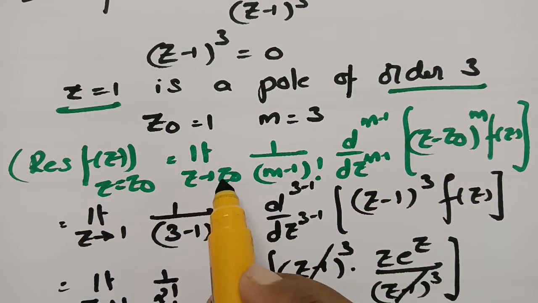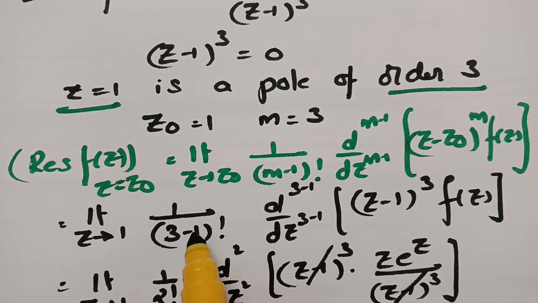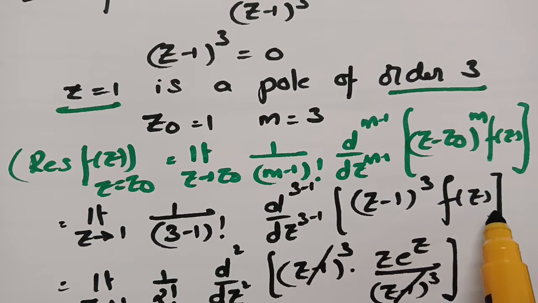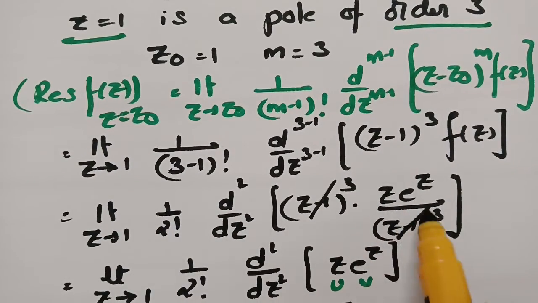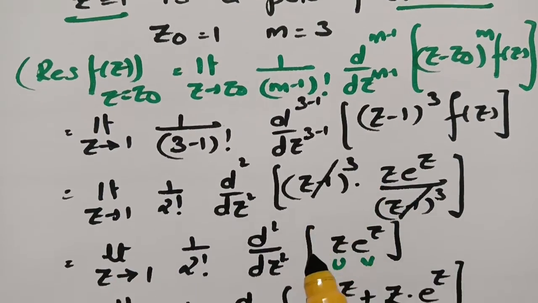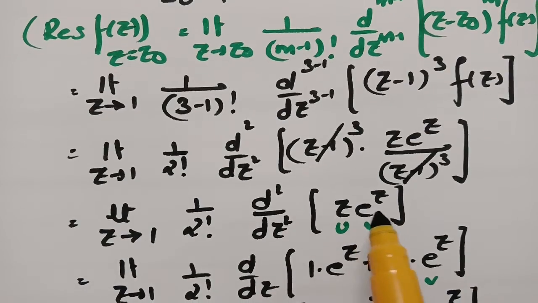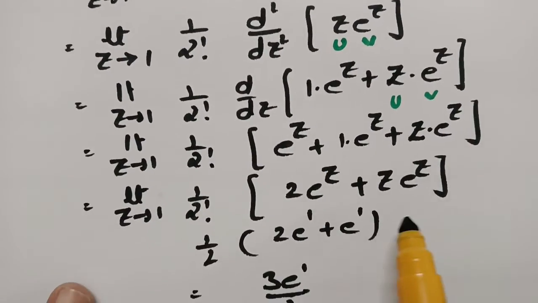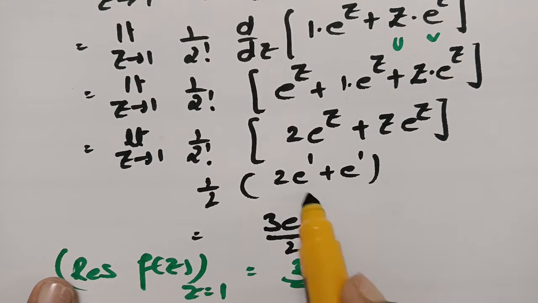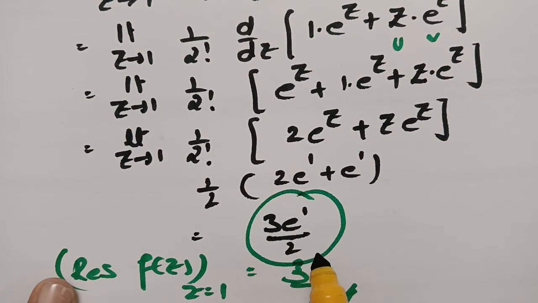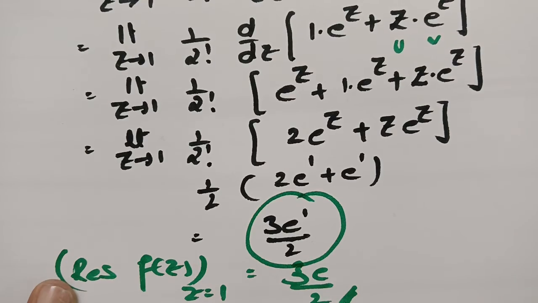Here we have to substitute the pole value as 1 and order value m as 3. After substituting, f of z value is this one, and after cancelling (z minus 1) whole cube, we have to make a double derivative for this, and after making the double derivative we have to substitute z as 1. Therefore, this is our final value, that is 3e by 2. So this is how we have to solve.